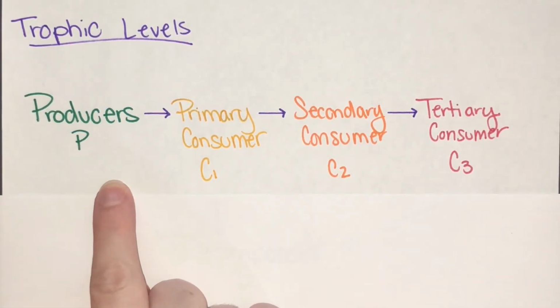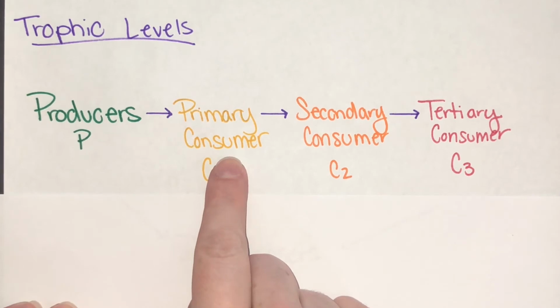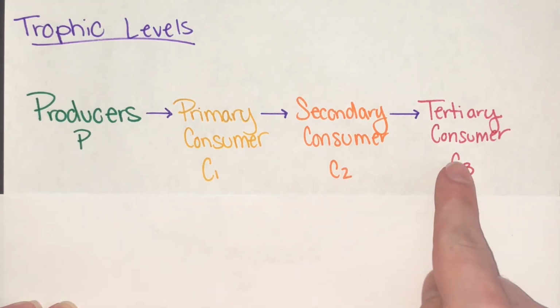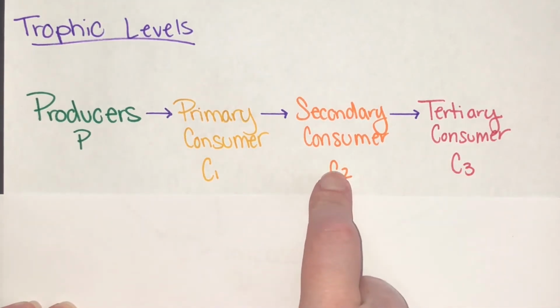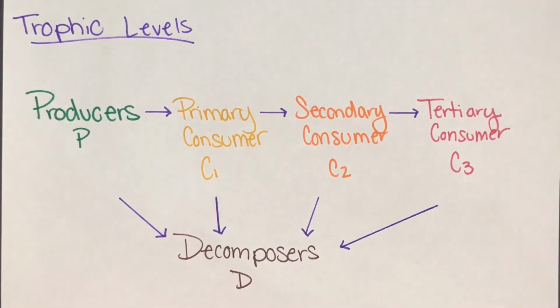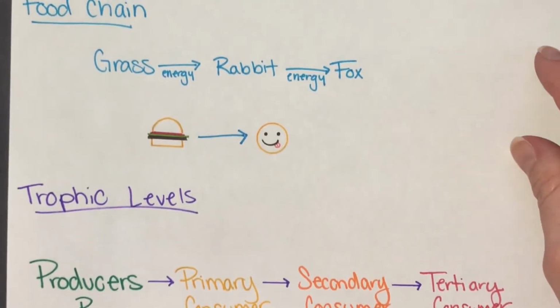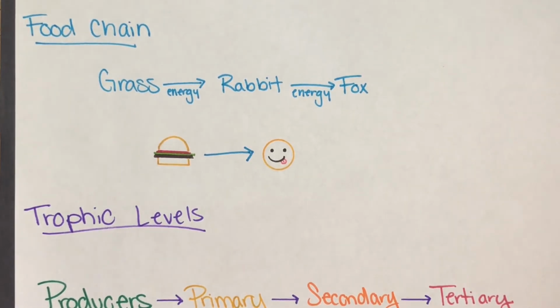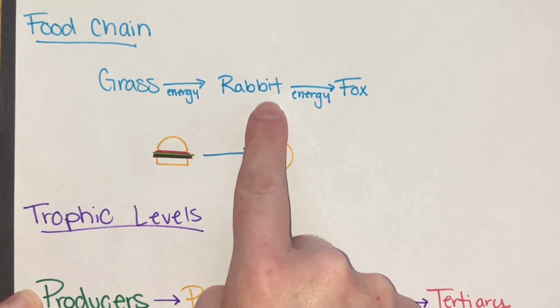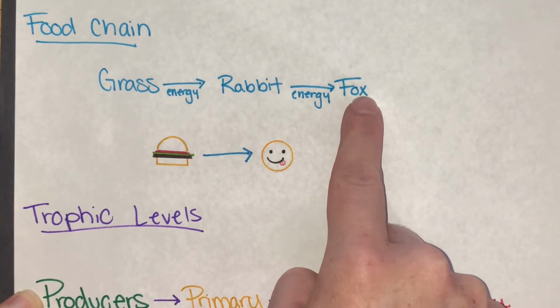Producers form the base of food chains. Primary consumers eat producers, secondary consumers eat primary consumers, and tertiary consumers eat secondary consumers, and on and on. And last, decomposers recycle matter back into the soil. Each of these is called a trophic level. They help us to compare organisms that share the same function in a food chain. My example here shows the energy transfer from the producer at the base, grass, to the primary consumer, the rabbit, to the secondary consumer, the fox.